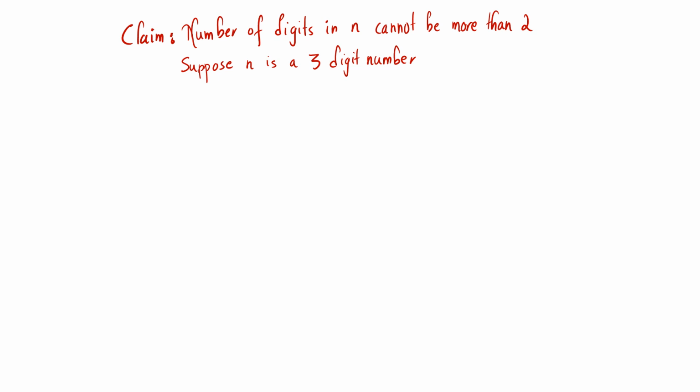Now imagine, suppose n is a 3-digit number. The largest three-digit number that you can possibly think of is 999. So therefore, the sum of the digits would be at the most 27, right? So S of n will be less than or equal to 27. So that means twice of S(n) plus 1 will be 2 times 27, which is 54, plus 1, 55.